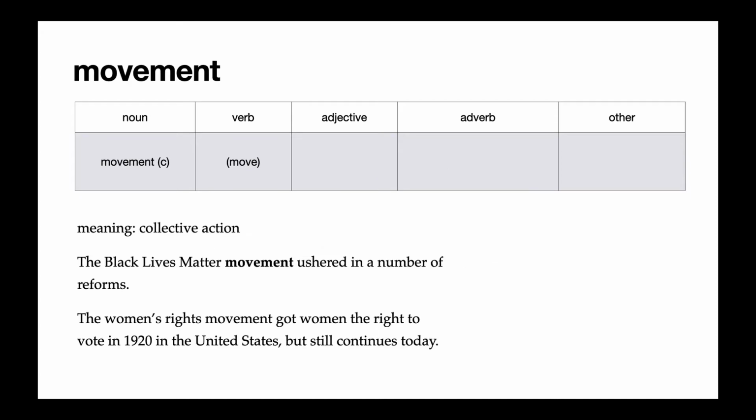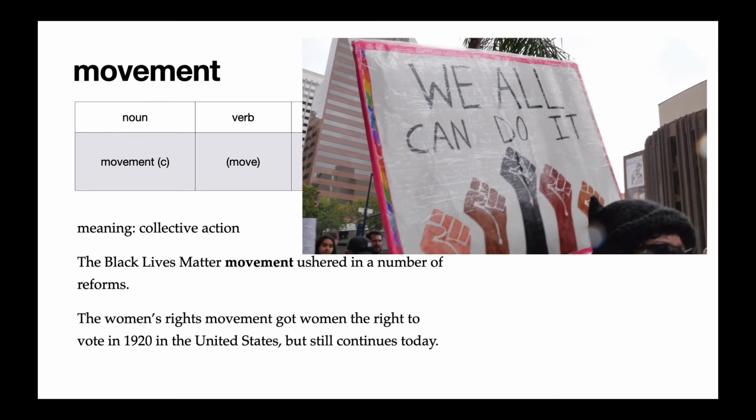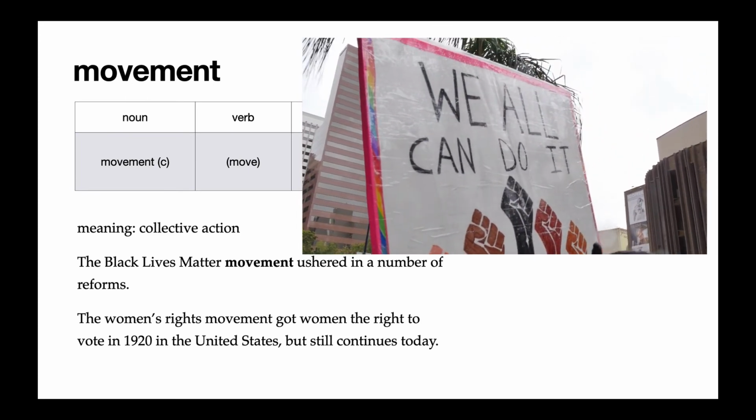The word movement we discussed as having two different meanings. In this reading, however, movement means collective action. So action by a group of people working together. So this week we've been talking about the Black Lives Matter movement. And movement in this sense is a countable noun. This is a single movement. And you can say like there will be another movement or there have been many movements.